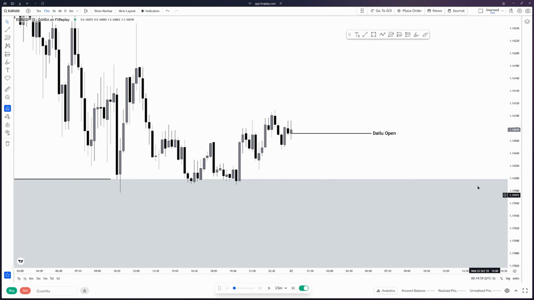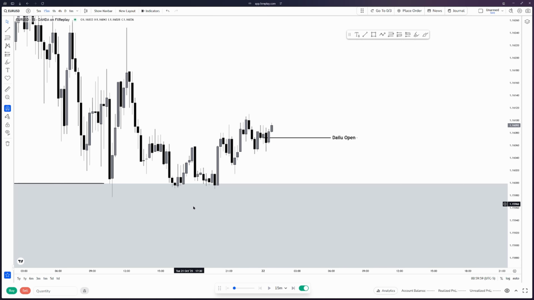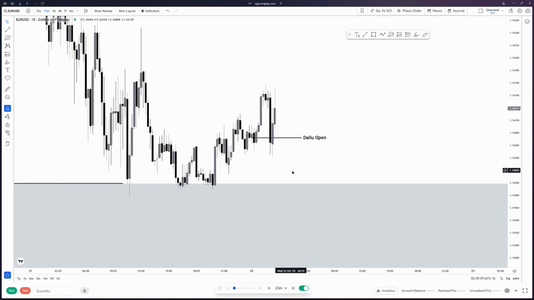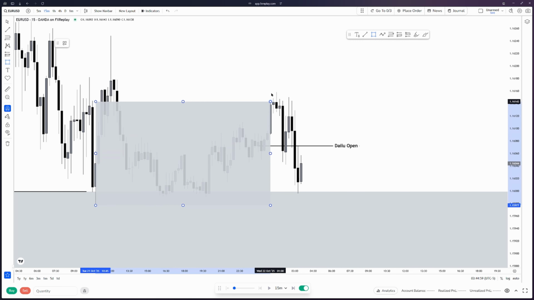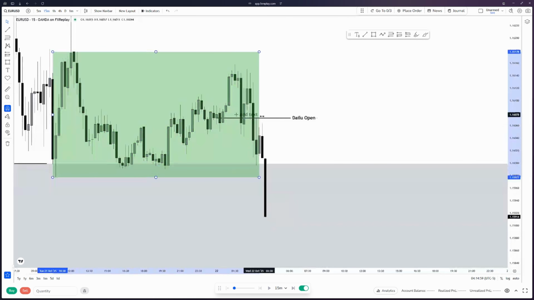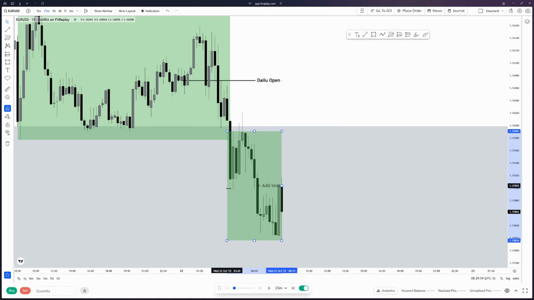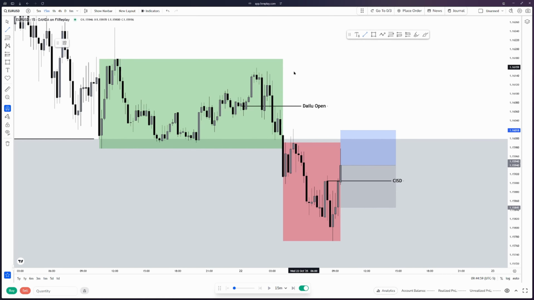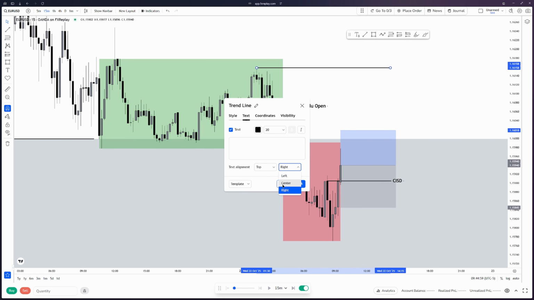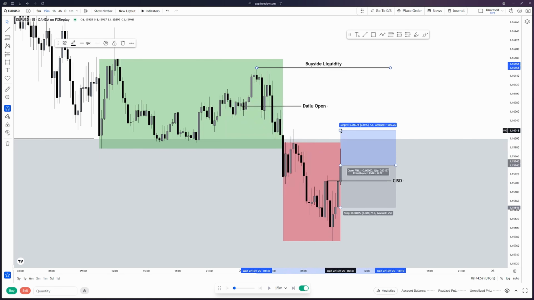Let's mark its opening price. This becomes the daily open. We'll wait for price to accumulate, then manipulate below the open because our bias is bullish. Here's our accumulation range. Price dips below it. That's our manipulation. And there it is, a bullish change in the state of delivery. We enter here, place the stop below the fair value gap, and target the accumulation high.